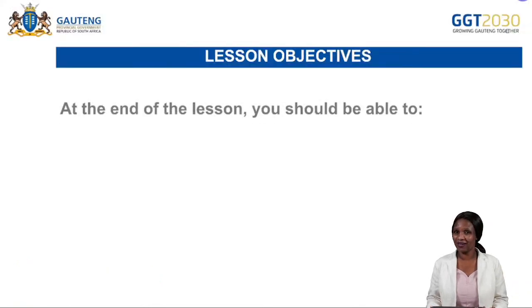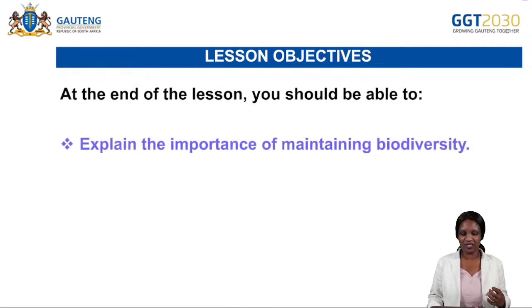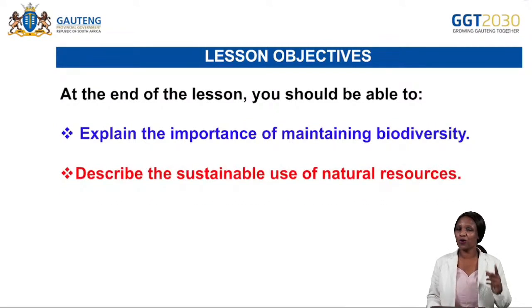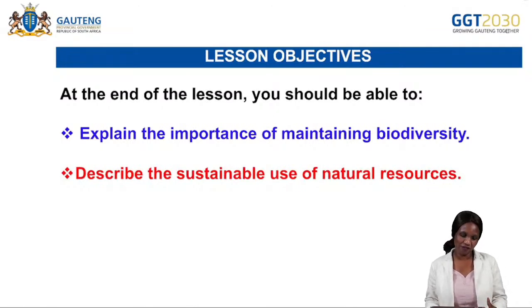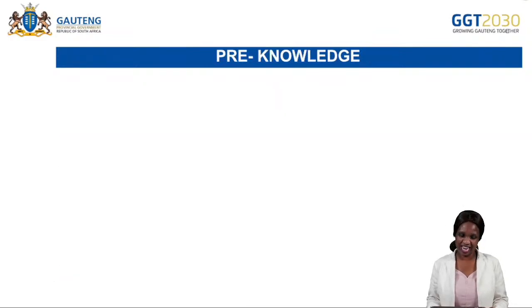Let's check our lesson objectives. Remember, we need to aim at achieving something. What is it that we are going to achieve by the end of this lesson? First objective is we're going to explain the importance of maintaining biodiversity. And we are also going to describe the sustainable use of natural resources. And we get all this from the CAPS document, page 38.